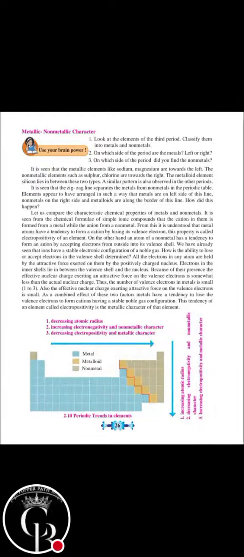While going downwards in any group, the electropositivity of an element goes on increasing, while the electronegativity goes on decreasing. While going from left to right in any period, the electronegativity of an element goes on increasing, while the electropositivity goes on decreasing. The larger the electropositivity or electronegativity of the element, the higher the reactivity.